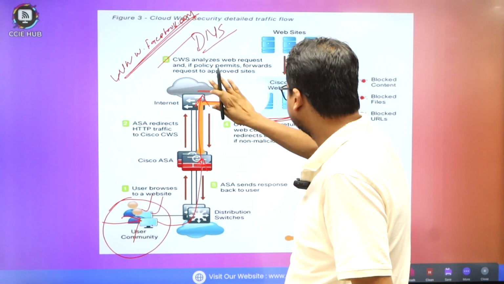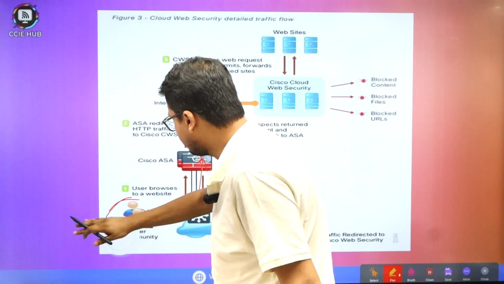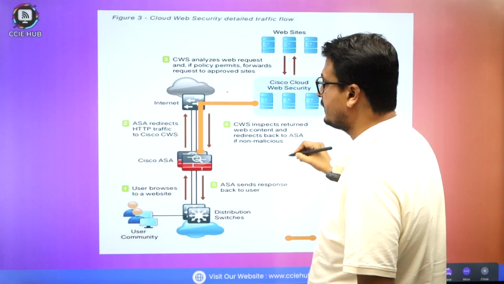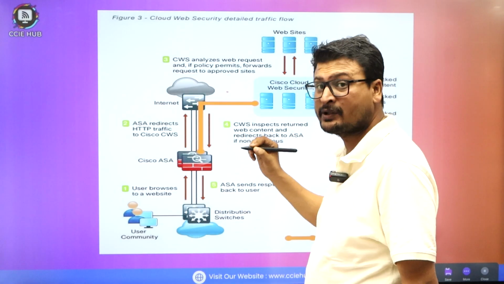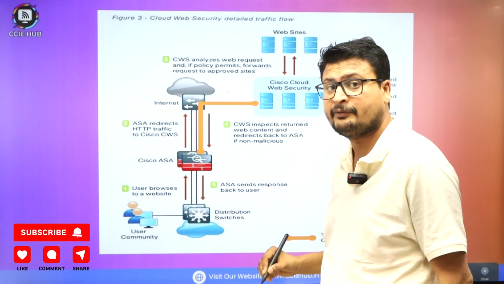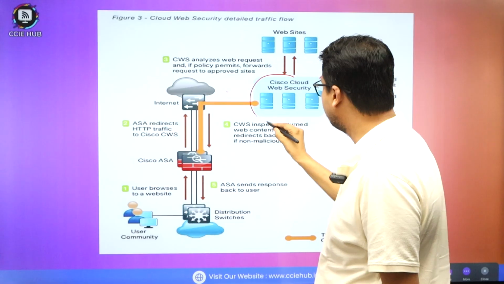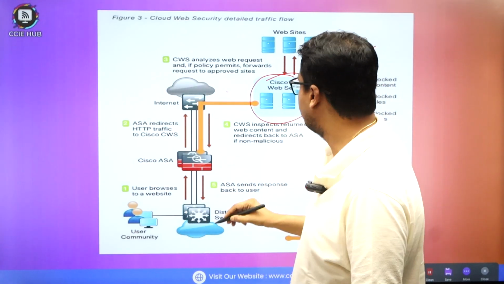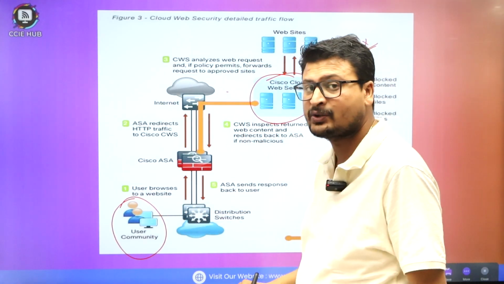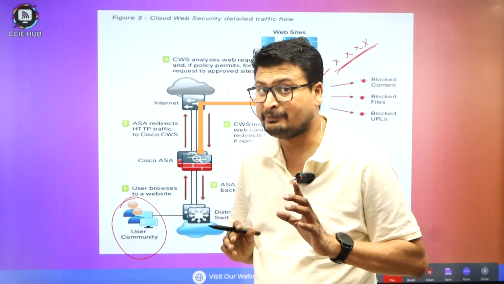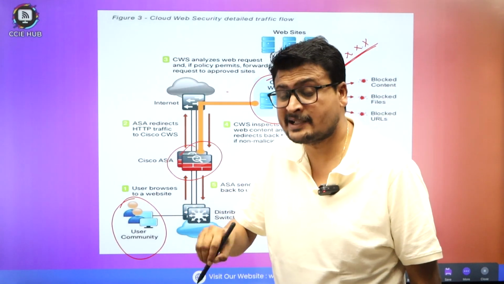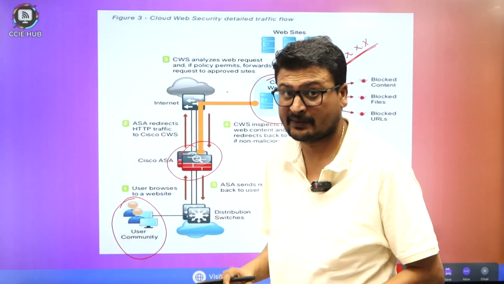Now you might be thinking, what if someone does not use the given DNS address? Let's say I have x.x.x.x as the IP of the DNS server provided by this cloud web security server. If this user does not use this IP address, in that case, what will happen? You have to make sure that on this firewall, only the required DNS server is allowed, not any DNS server.